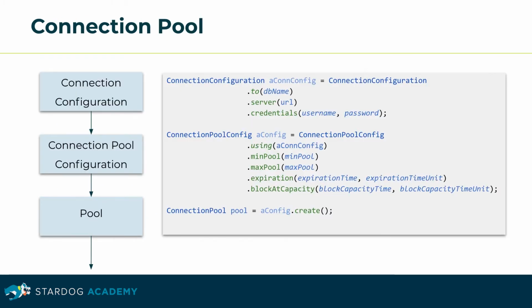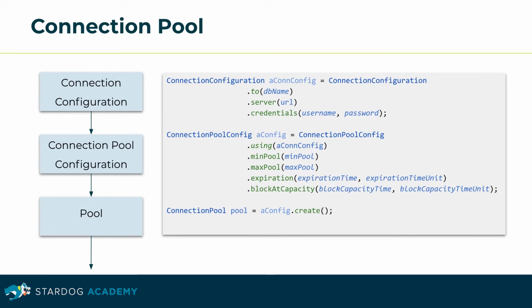Stardog follows a builder pattern for much of the API to be as fluent and to support method chaining as much as possible. We can see that in the first two blocks for connection configuration and connection pool configuration that we're using method chaining to build out the configuration. So we can kind of read it as the connection configuration is going to target a database name, add a server URL with some credentials.